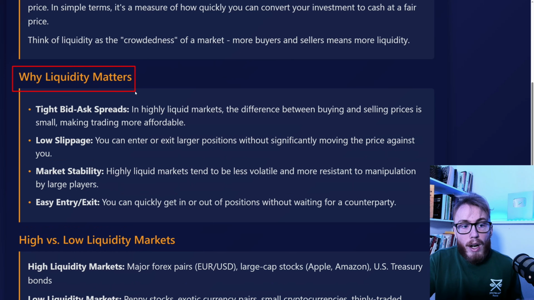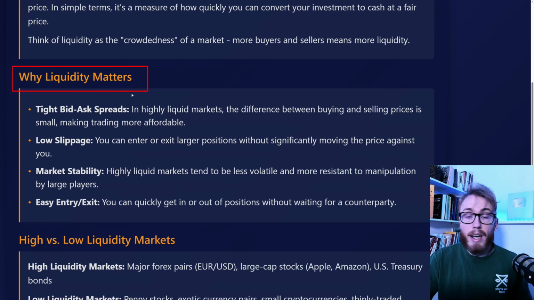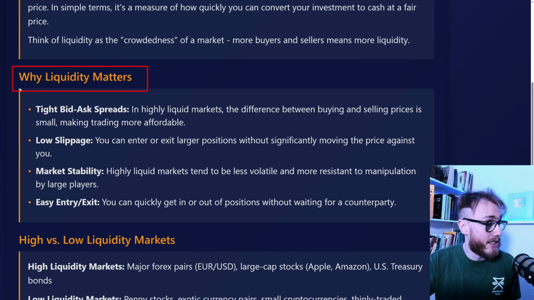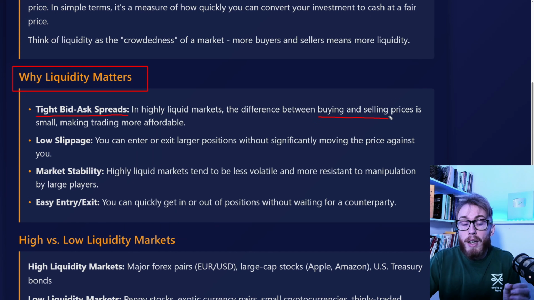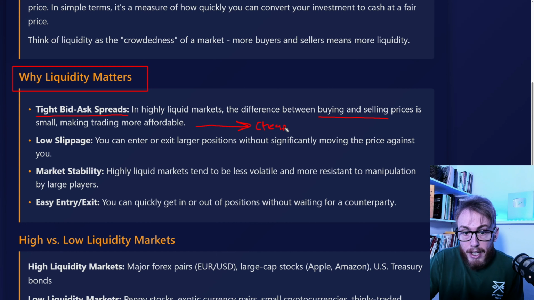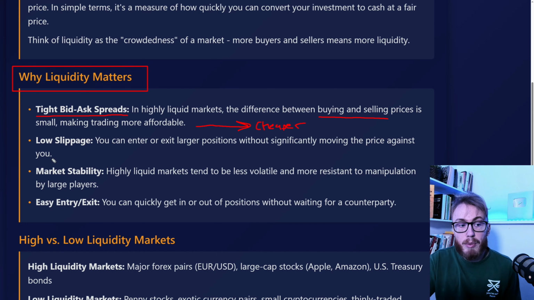But now then, why does liquidity matter? Why is liquidity so important to understand as traders? Well, the first thing about liquidity is that it leads to a tight bid-ask spread. So in highly liquid markets, the difference between the buying and selling side is small, which leads to cheaper trades, right? It will be cheaper to trade in a highly liquid market.